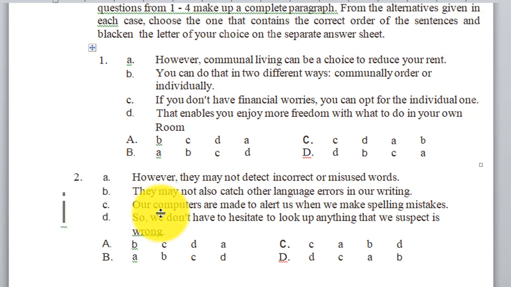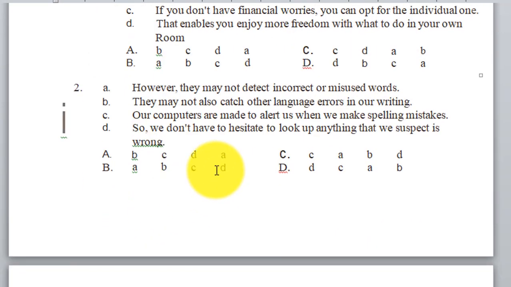It takes me 0.01 seconds to answer this question. So the second question here is: however, they may just put details incorrect or misused words. No, this is not the first sentence. A paragraph may not begin with a coordinating conjunction like this.